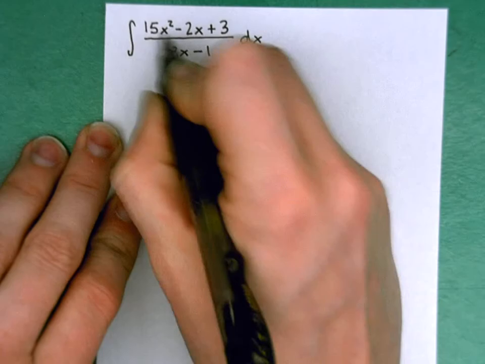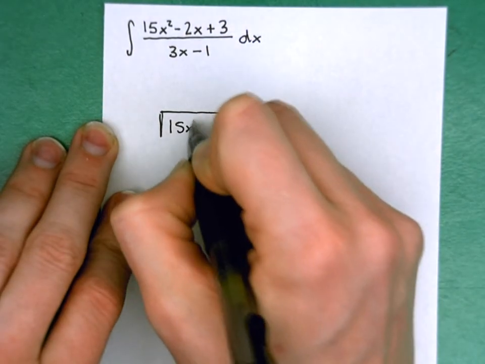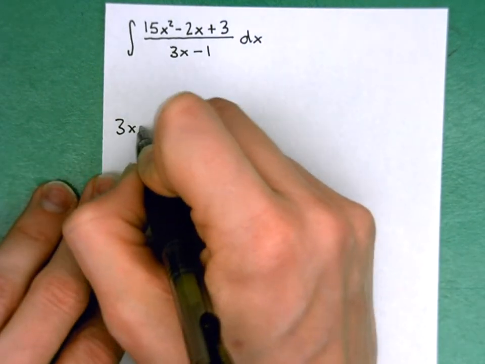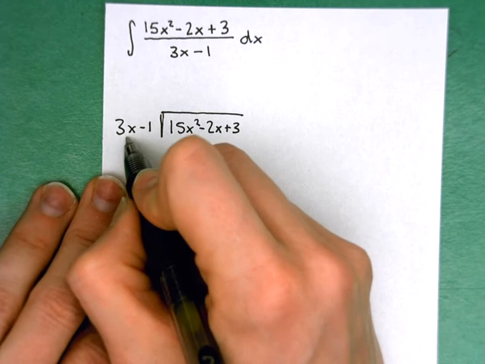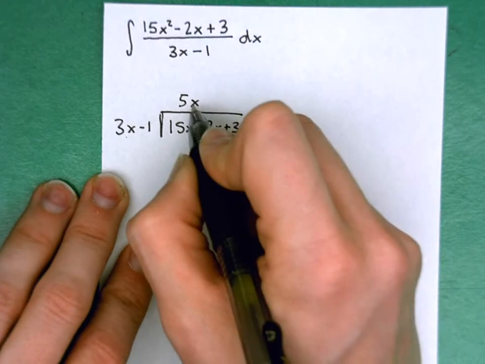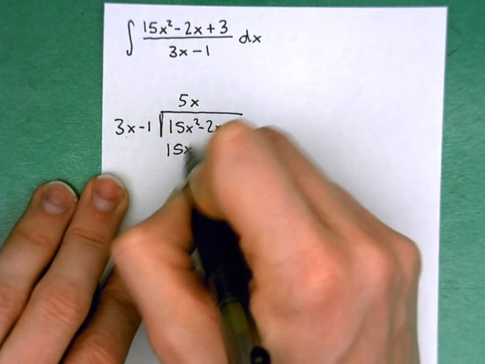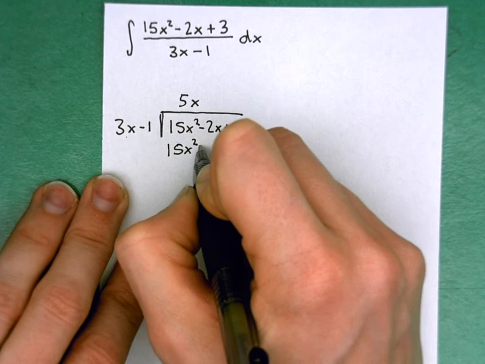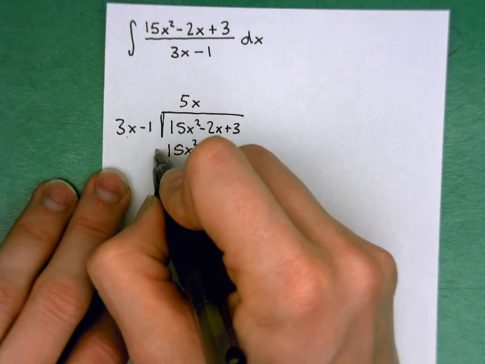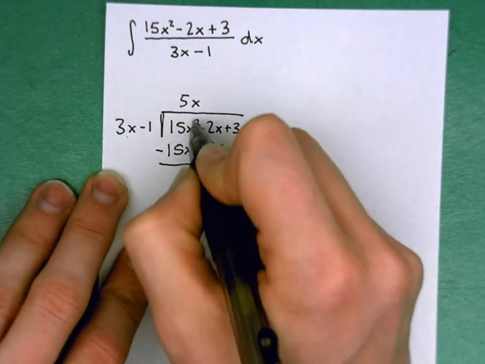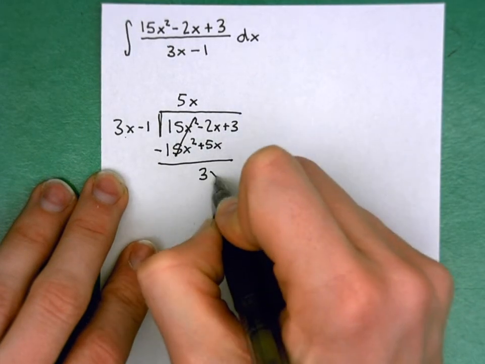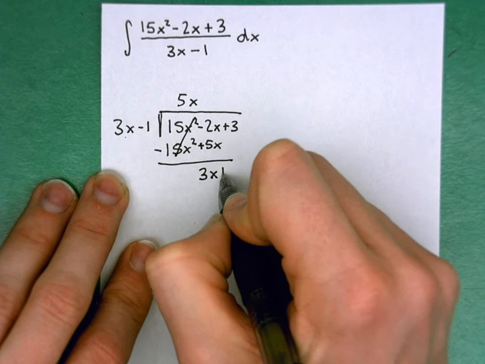So if I go ahead and set this up, my numerator, 15x squared minus 2x plus 3, denominator, 3x minus 1. So I'm going to ask myself, how many times does 3x go into 15x squared? Well, that goes in 5x times. 5x times 3x is 15x squared. 5x times negative 1 is negative 5x. And then we're going to channel our inner fourth grader and make sure we change those signs. 15x squared minus 15x squared is 0. And negative 2x plus 5x is 3x. And then this 3, there's nothing to combine it with, so I'm just going to bring it down.